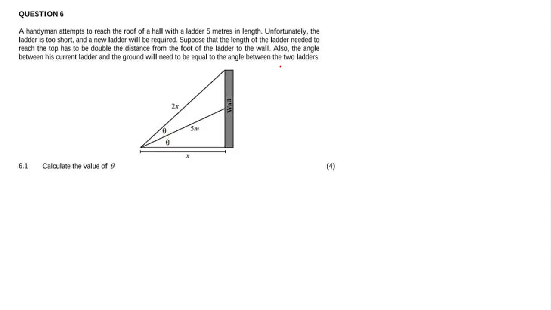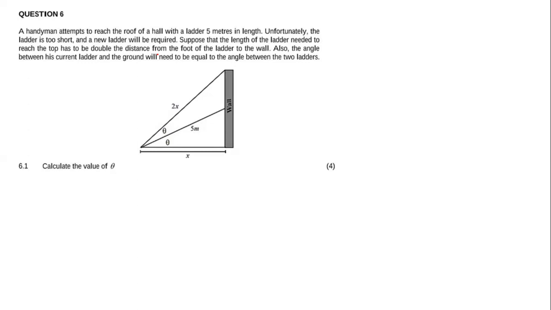So now we're gonna do question number 6, and question number 6 reads as follows. It says to us, a handyman attempts to reach the roof of a hall with a ladder 5 meters in length. Unfortunately, the ladder is too short and a new ladder will be required. Suppose that the length of the ladder needed to reach the top has to be double the distance from the foot of the ladder to the wall.